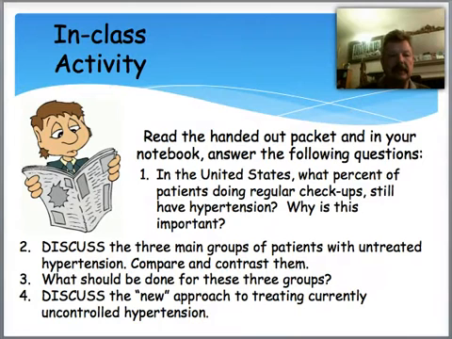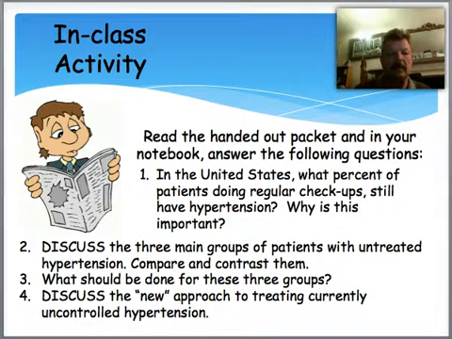For the in-class activity, you'll read the handed-out packet and, in your notebook, answer the following questions. In the United States, what percentage of patients doing regular checkups still have hypertension? Why is this important? Discuss the three main groups of patients with untreated hypertension. Compare and contrast them. What should be done with these three groups? And discuss the new approach to treating currently uncontrolled hypertension.